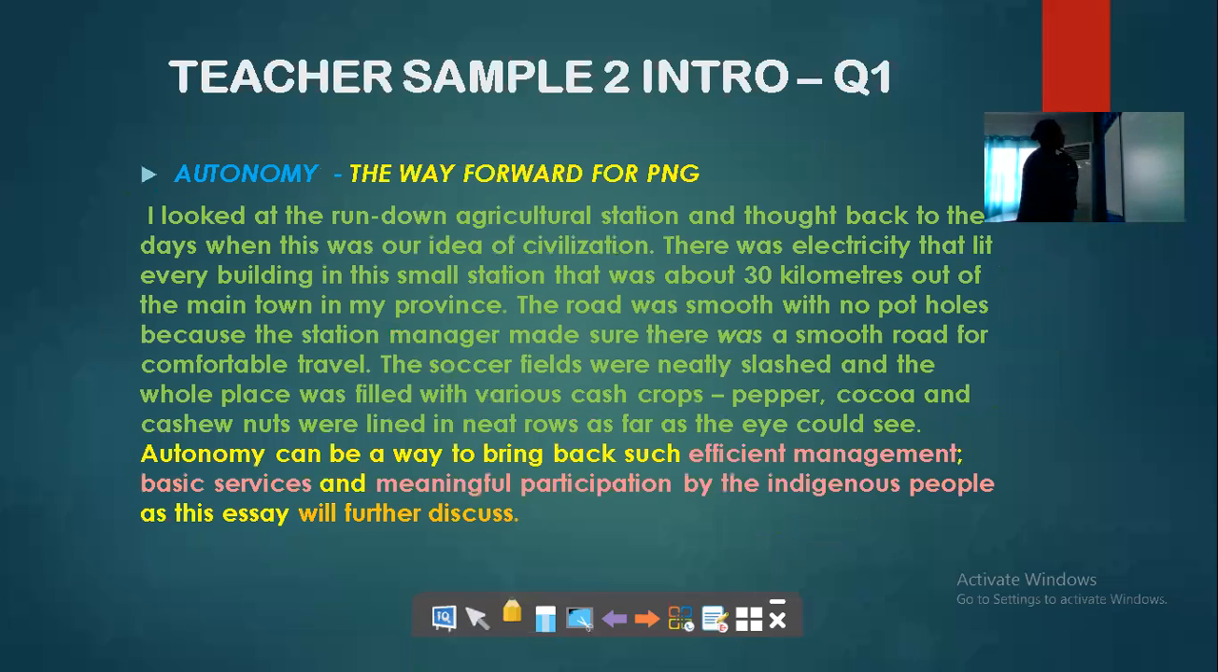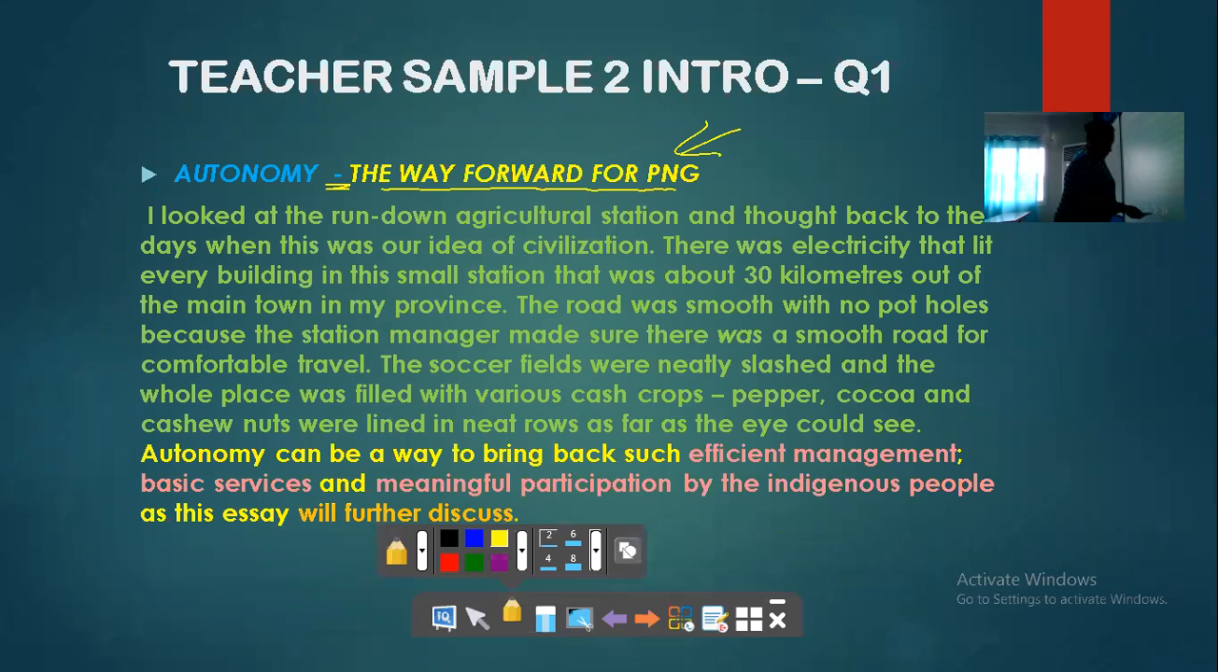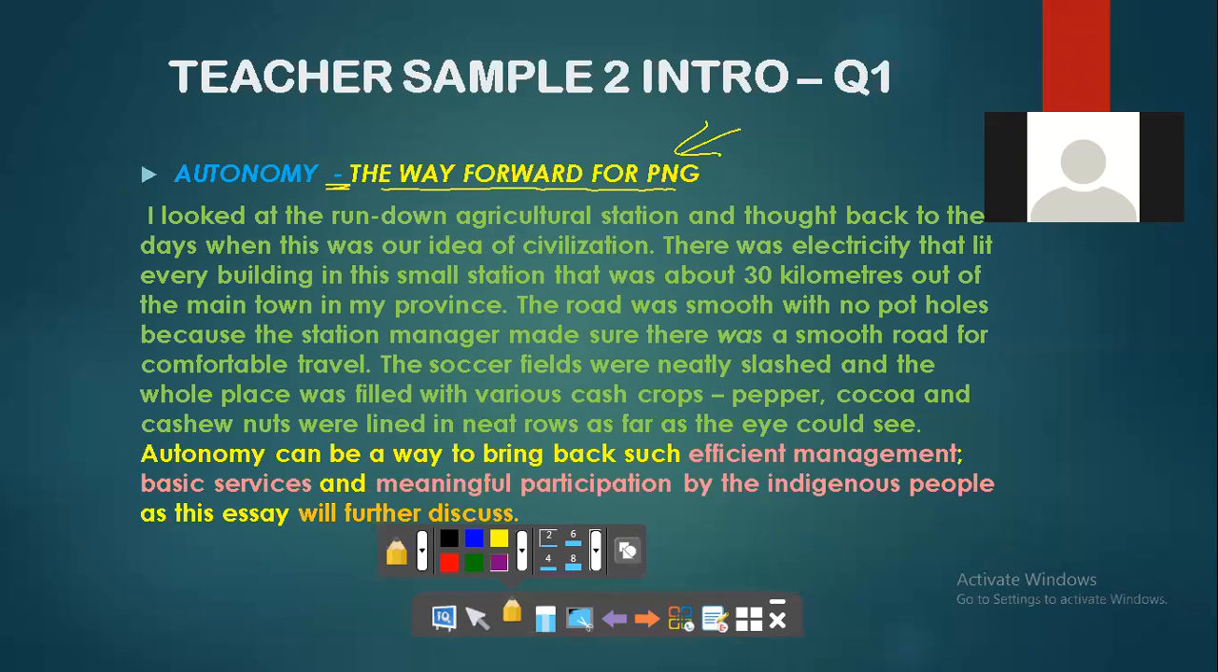I go to the second one. Here it says autonomy is the way forward for PNG. I have a dash in between here. And so what is the view that I'm placing here? What is my view? I'm going for the idea of autonomy.